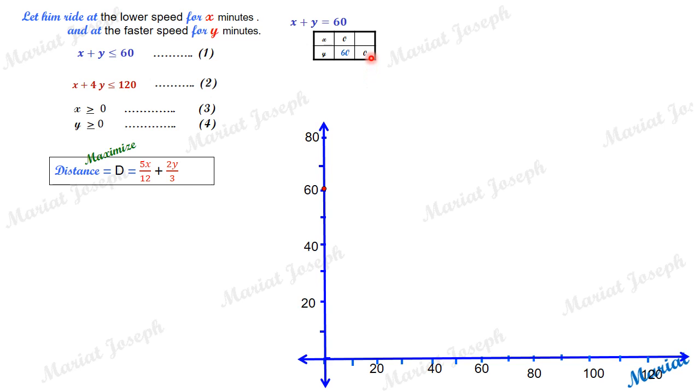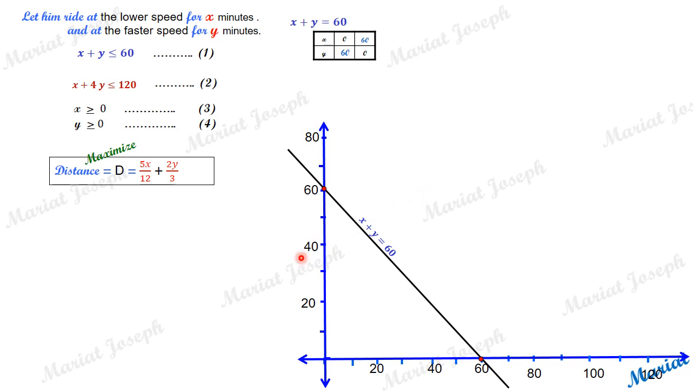Also, when y is equal to 0, you get x is equal to 60. So 60, 0 is another point to be plotted. Since x plus y equal to 60 is a linear equation, the graph will be a straight line passing through these 2 points. This is the graph of the equation, but we need the graph of the inequation, which is one of the sides of this line.